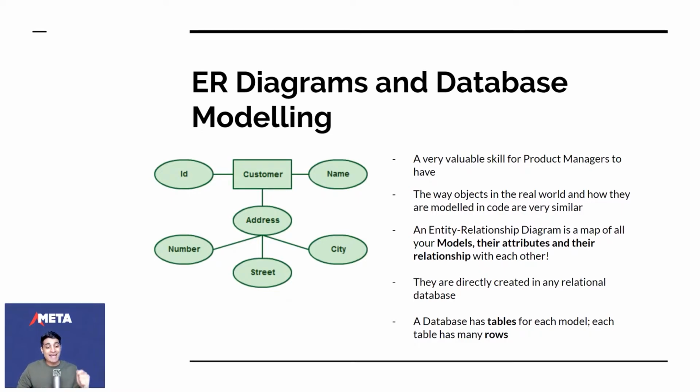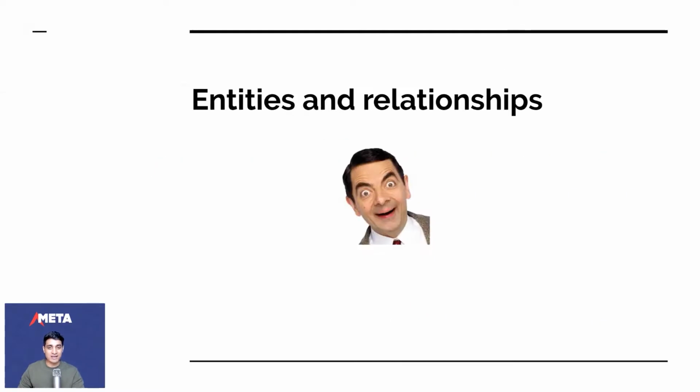A database has tables for each model. So each of our models, whether it's the user, the cars, the bookings, whatever it is, they're all called models. And there are tables for each model. And each table has many rows, right? So let's go to the next slide.